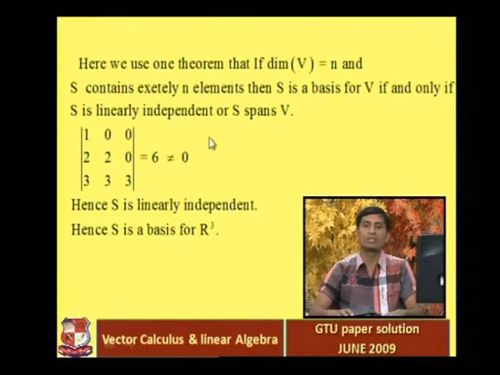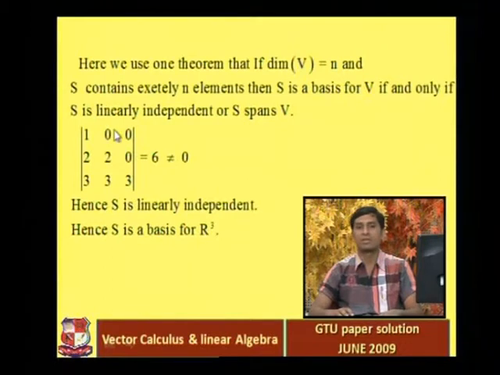Because the same situation happens here. The dimension of V, the dimension of R3, is equal to 3, and S contains exactly 3 vectors. So using this theorem we only need to prove either linear independence or span. But it is easy to check whether the given 3 vectors are linearly independent or not using the determinant method.